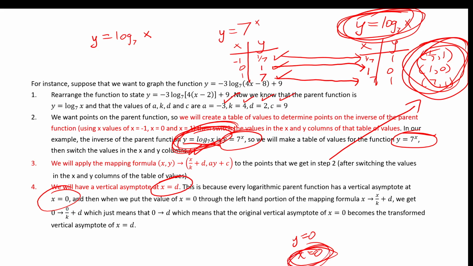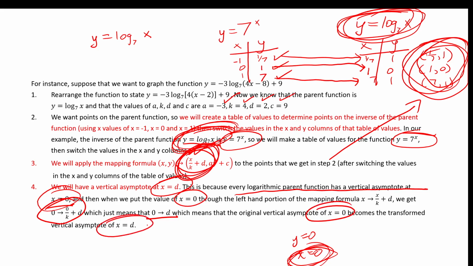But anyways, as we now know, every logarithmic parent function has a vertical asymptote at x equals 0. And now when you take that value of x equals 0 and put it through the mapping formula part that says x maps onto x over k plus d, we get 0 mapping onto 0 over k plus d, which means 0 over k is just 0. So 0 maps onto d. So the original asymptote x equals 0 becomes the transformed vertical asymptote x equals d.